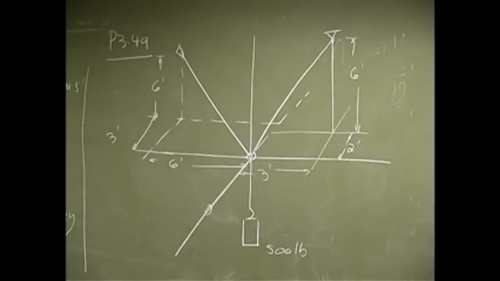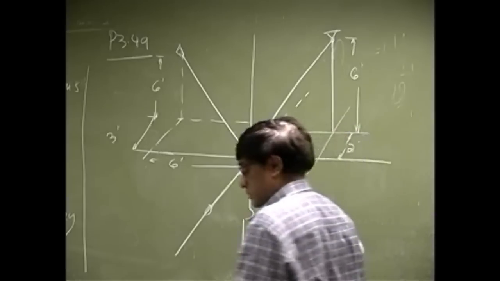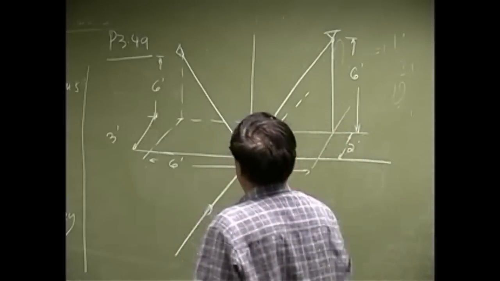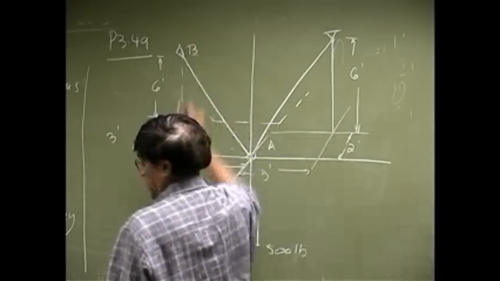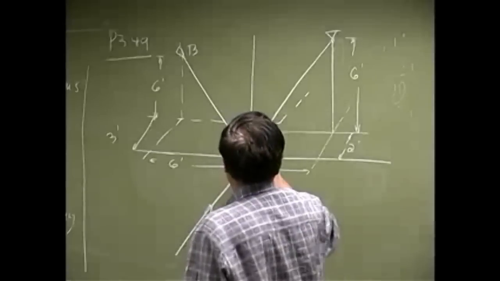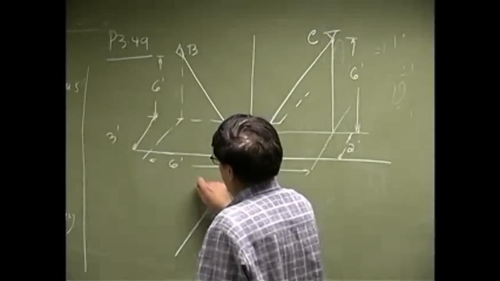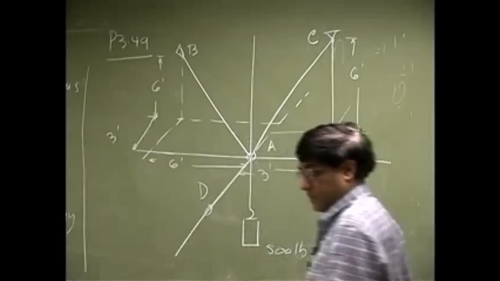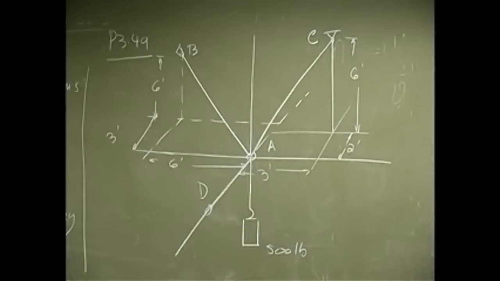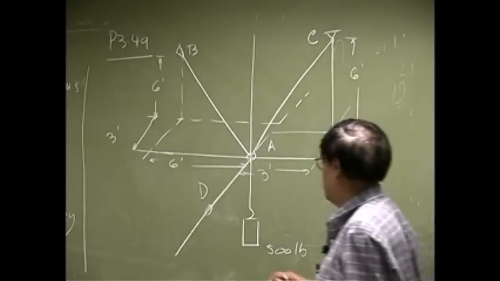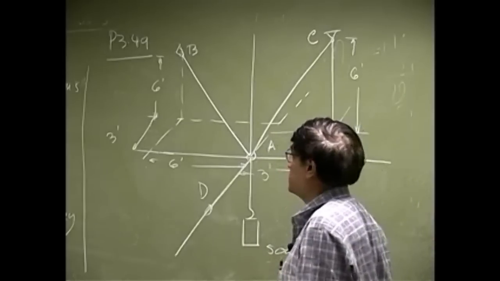If, on this farm, we have essentially a few cables. There's one from point A to B. Then you have one from point A to C. There's another one running from point A to D. And then these three cables are supporting a weight which is 500 pounds.